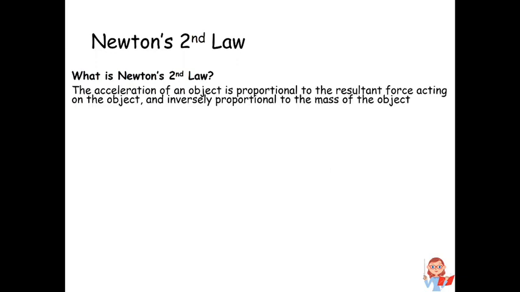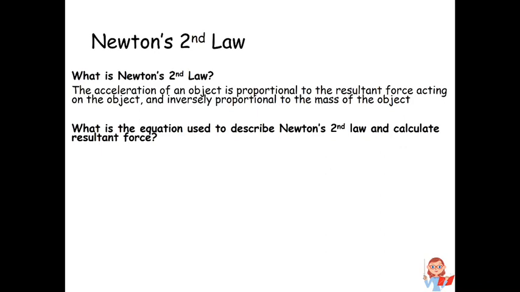On to Newton's second law then. What is Newton's second law? The acceleration of an object is proportional to the resultant force acting on the object and inversely proportional to the mass of the object. That's really complicated to remember, but there's an equation that we can use that's easy to remember. And what is the equation used to describe Newton's second law and to calculate resultant force? Force equals mass times acceleration.